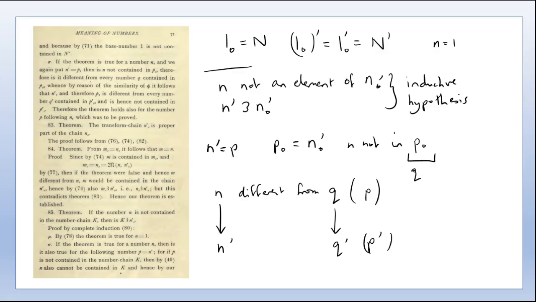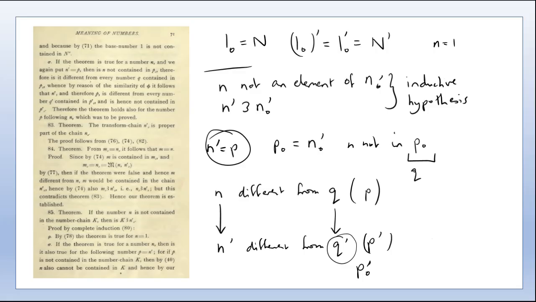Well, n primed must be different from q primed, all of the q primed, and in particular different from p primed. But remember that n primed was set equal to p. And all of the q primes are contained in the transform chain of p naught. In other words, these are all elements in p naught primed.